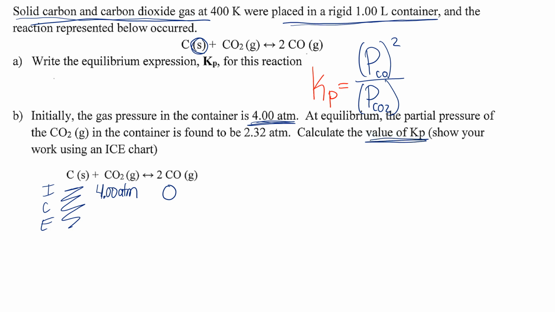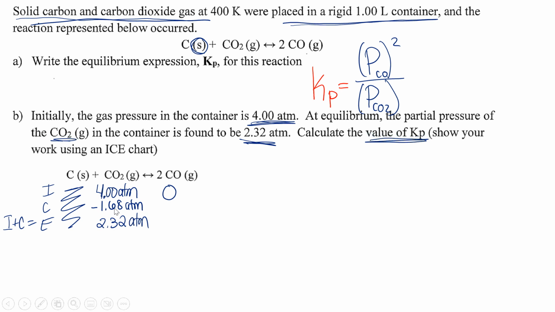And then at equilibrium, the partial pressure of CO2 is found to be 2.32 atmospheres. So this is all we know. We know we start with 4 atmospheres of CO2 and no carbon monoxide, and at equilibrium, we have 2.32 atmospheres of CO2. If we know equilibrium and initial, we can figure out the change because we know initial plus change gives us equilibrium. So I'm going to do a little subtracting. 4 minus 2.32 is 1.68. So it looks like our change on that side was negative 1.68.